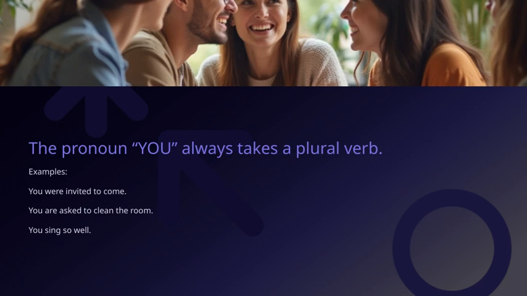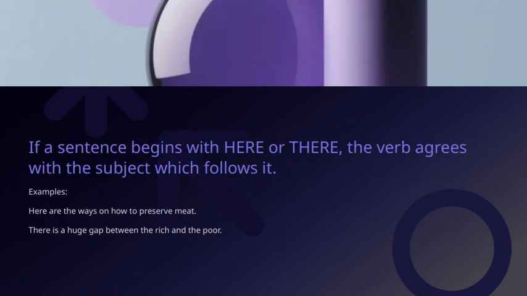This consistency helps keep our sentences clear and grammatically correct. Connecting this to the overall theme, understanding how you functions in different sentence structures is essential for effective communication. There is a huge gap between the rich and the poor, and this disparity affects many aspects of our lives, including access to resources and technology.